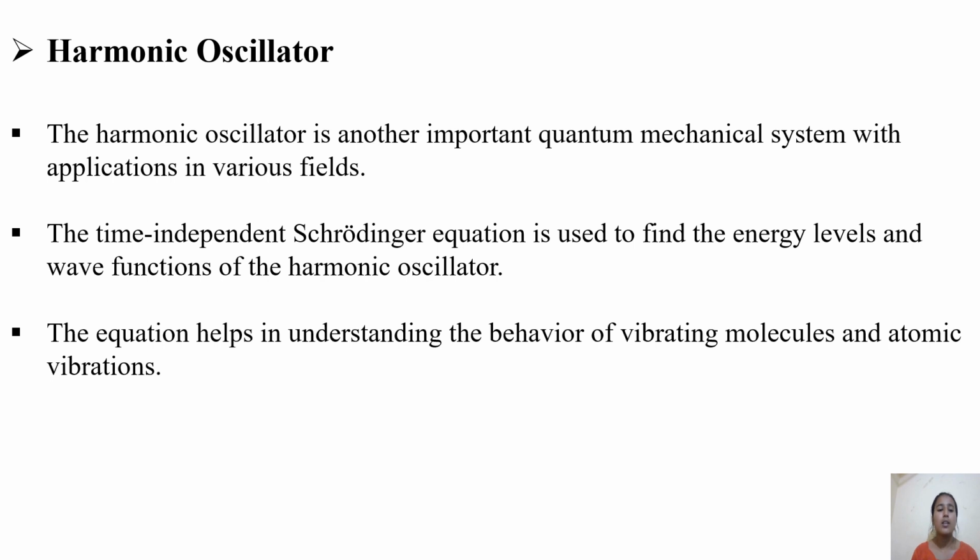Harmonic oscillator. The harmonic oscillator is another important quantum mechanical system with applications in various fields. The time independent Schrodinger's equation is used to find the energy levels and the wave functions of the harmonic oscillator. The equation helps in understanding the behavior of vibrating molecules and atomic vibrations.